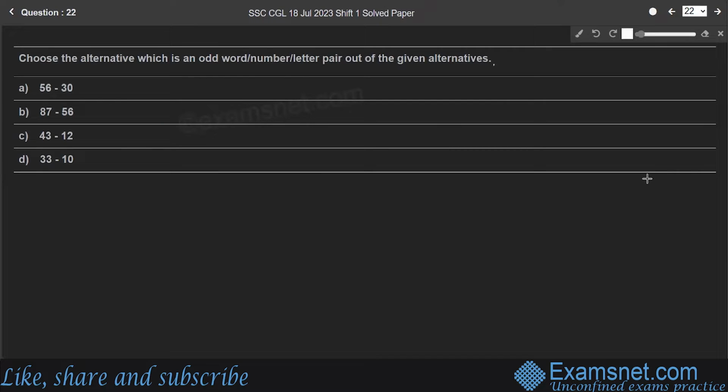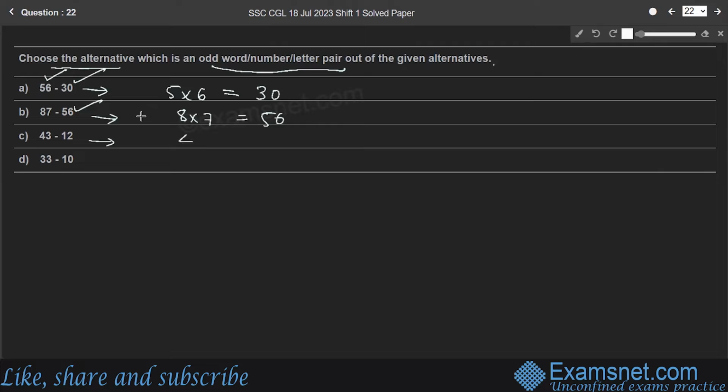Question number 22. Choose the alternative which is an odd word, odd number or odd letter pair out of the given alternatives. Out of 4 alternatives, we need to find the odd number pair, right? The first number pair is 56, 30. Here the logic is the product of 5 and 6. 56 is the first number. The product of 5 and 6 is 30, which is the second number, right? Very simple logic. Whereas the second option, 87: the product of 8 and 7 is 56, which is the next number, right? It follows the same logic.